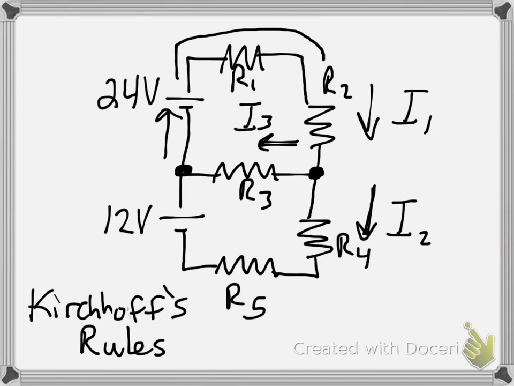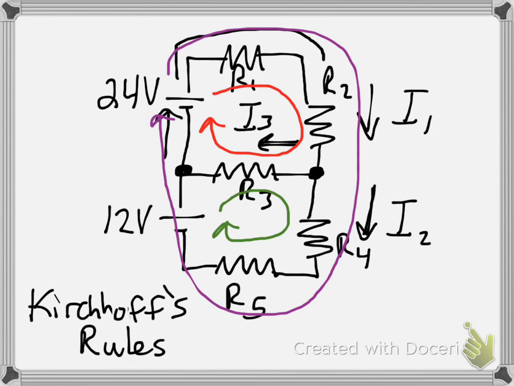And now the question is, how many loops are in this circuit? And the answer is there are 3 of them, right? So we have one loop right here, and we have a second loop right here, and then we have the loop all of the way around the circuit here. So we have 3 loops we can choose from. It might just be easiest to use the red loop and the green loop, right?